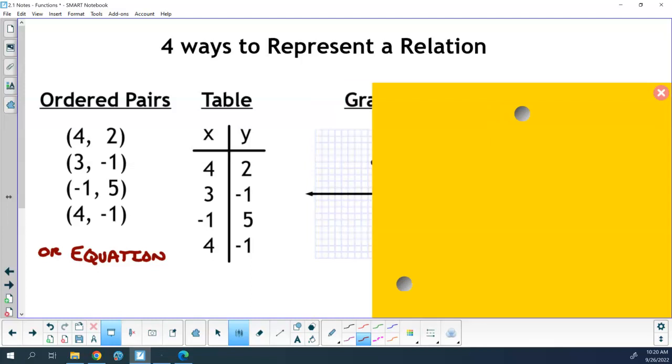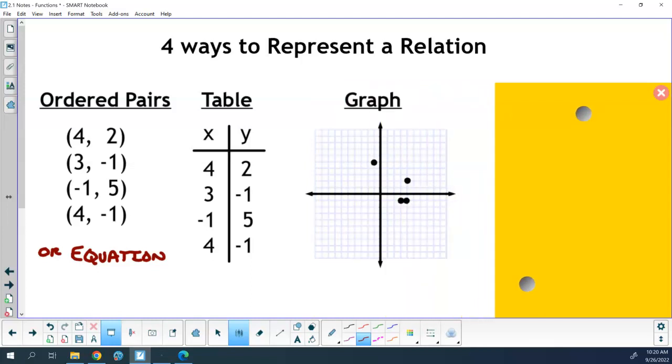Third way is you can put that relation on a graph. Now, this is crucial. If it's an equation, you connect. If it's not an equation, this is just 4 points. You do not connect them. If your relation is just points, you need to leave it as just points. If your relation is an equation, then you can connect them with a line, a v, a curve, a parabola, a circle, a square, whatever you have. But if it's not an equation, you do not connect.